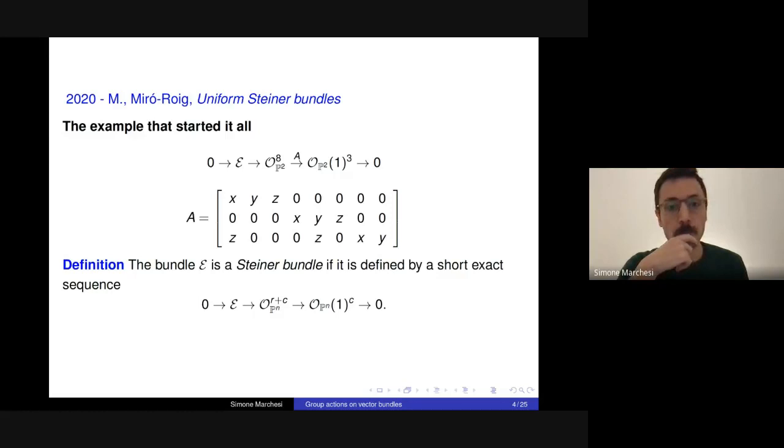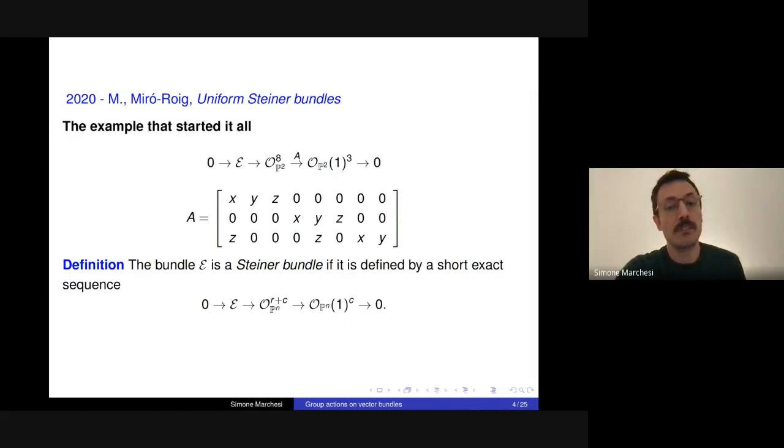Well, first of all, this is called a Steiner bundle. Steiner bundles were studied by Schwarzenberger, by Dolgachev and Kapranov. That's the first very important work that led to many others. A Steiner bundle on the projective space is defined as the kernel of a map between copies of OPn and copies of OPn(1). So they are defined basically by a matrix of linear forms.